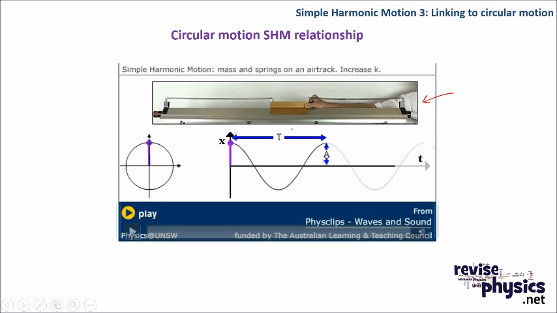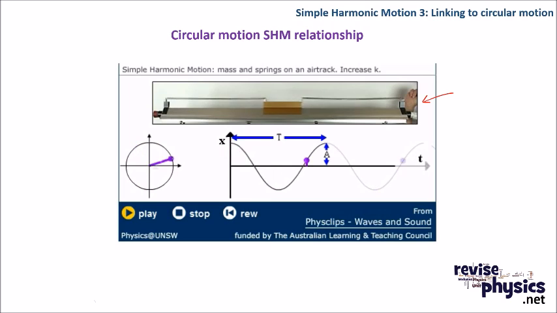But at the same time, we're also going to map the vertical displacement of a particle undergoing simple harmonic motion here. And you'll see, as we run the video, that our oscillating system matches, in terms of displacement, our circular motion system. Now, this allows us to derive some equations for working out some of the features of an oscillating system.